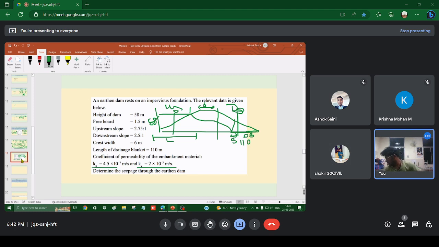So, the thing which happens is this line, this phreatic line, the topmost flow line, is a parabola, and the parabola has a directrix. This is the directrix, and the distance between the directrix and this point is called the focal distance.